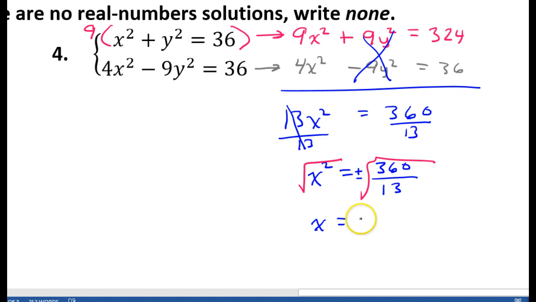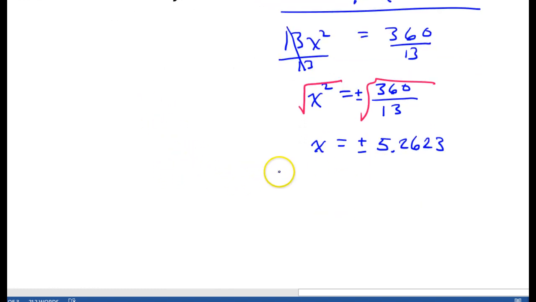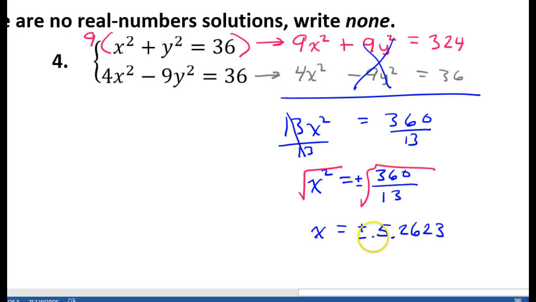This will be plus or minus, keep that in mind, whatever this is. Approximately 5.2623. So this is 2 different values for x. I'm going to try them both and see what I get. I'm going to start by substituting the positive version of this back into one of the original equations. So I'll use the first original equation. We have x squared plus y squared is equal to 36.